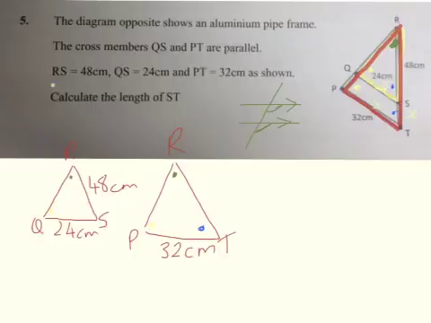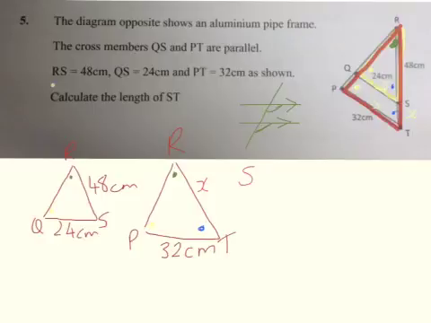What I am looking to calculate is ST, which is part of the big triangle. But in order to do that, I'm going to need to calculate the length of RT in full. And then I can subtract 48 from my answer, and that will give me the value of ST. So what I'm looking for is x here.